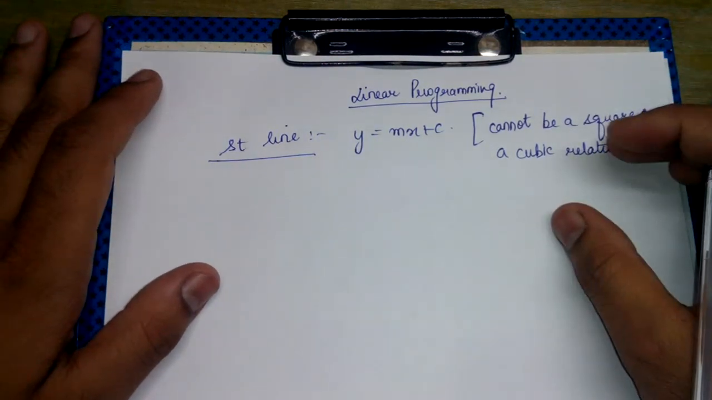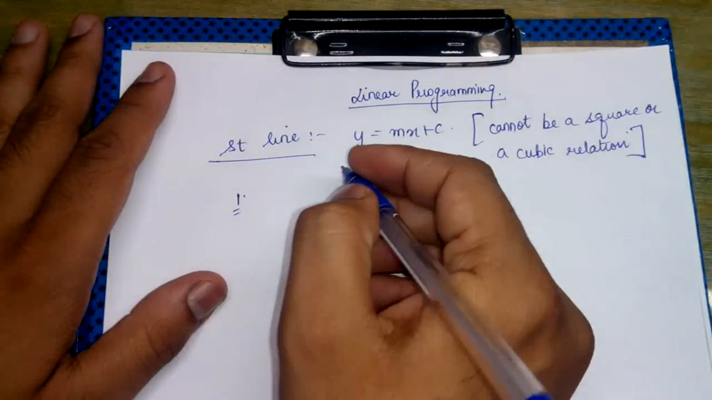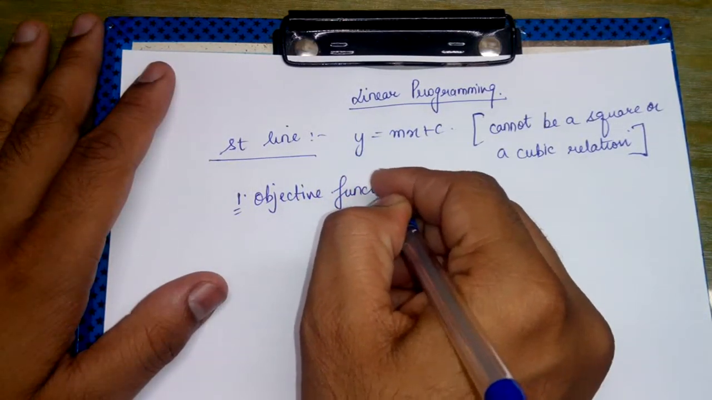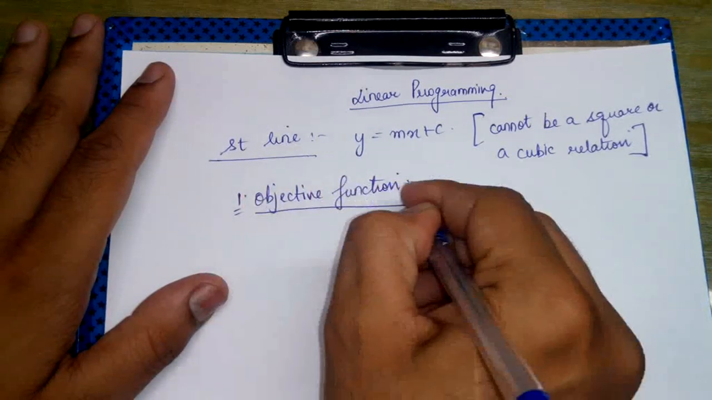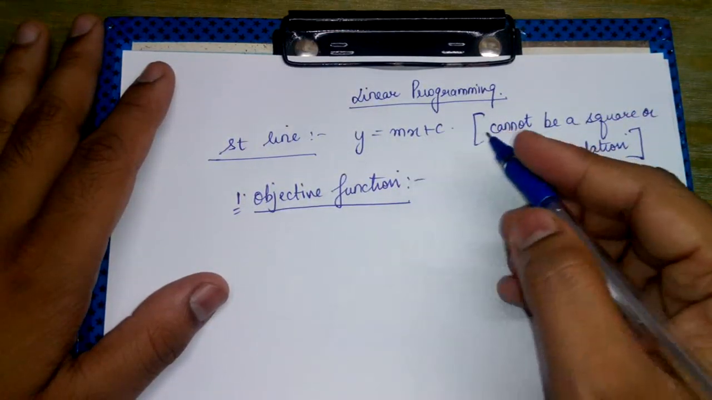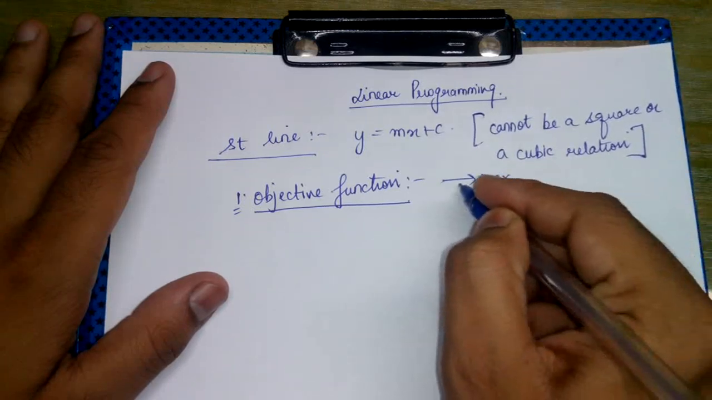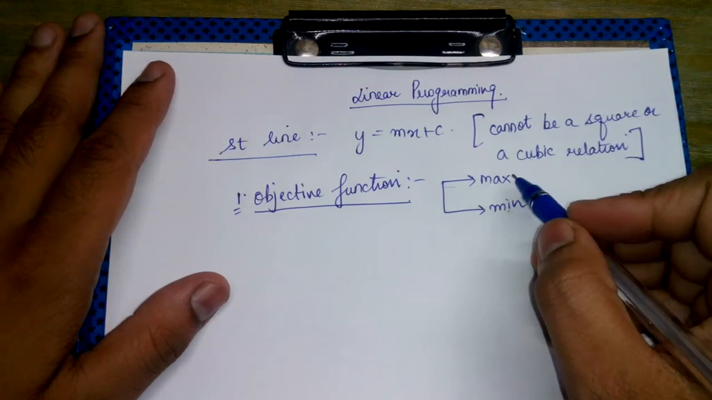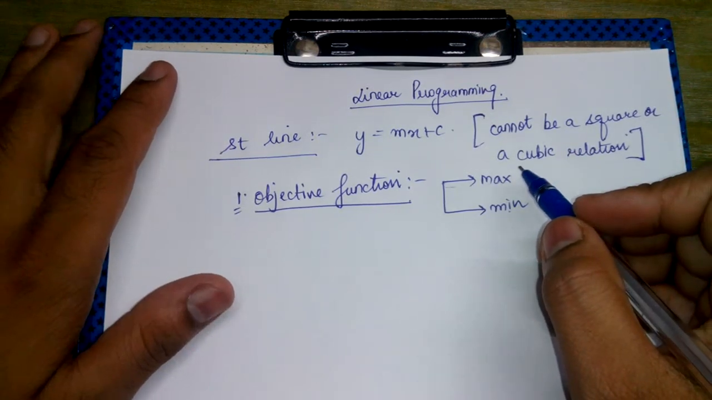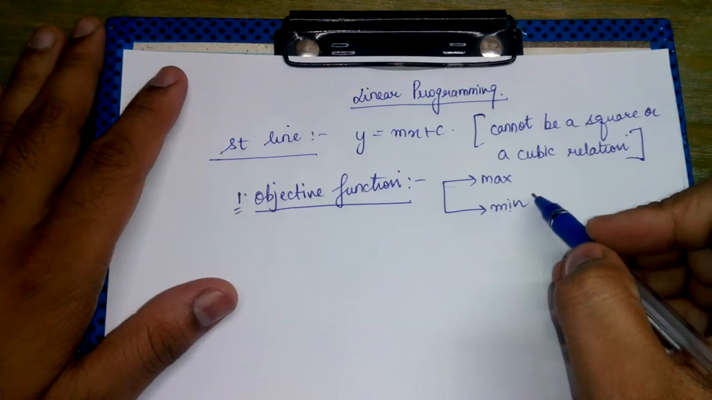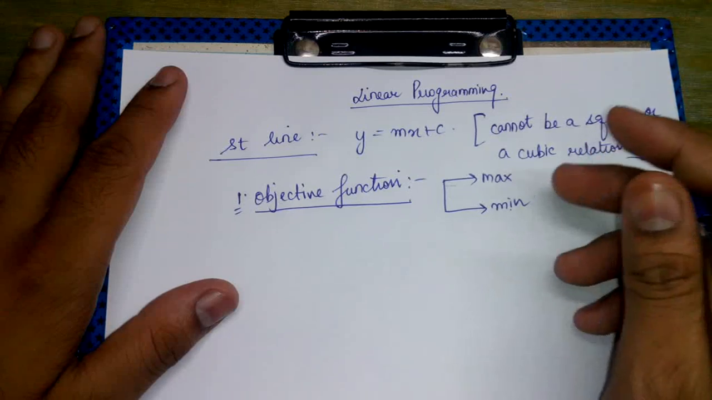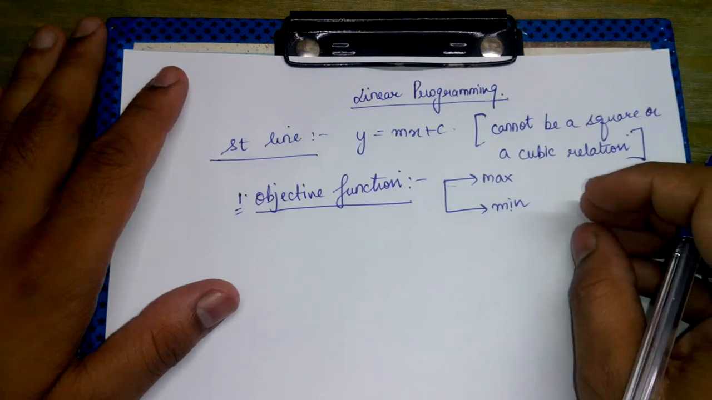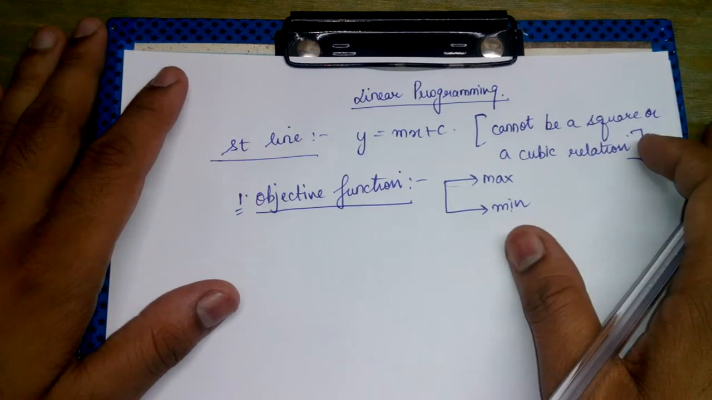Now, what are the requirements for linear programming? The first requirement is to have an objective function. This objective function either needs to be maximized or minimized. If it is the cost, then we will go for minimization, and if it is the profit, then it is to be maximized. So ultimately we have to optimize this objective function, and it should be clearly identifiable and measurable in quantitative terms, like maximization of profit or sales, or minimization of cost.